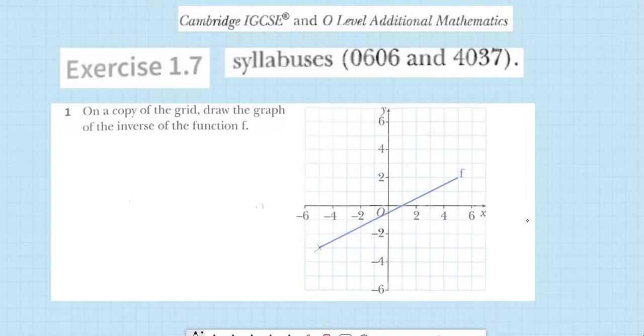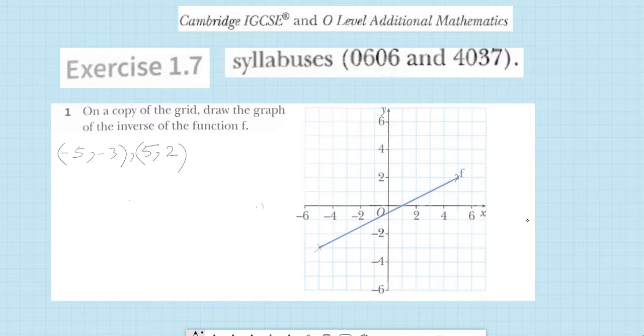So I am taking this point, minus 5. Sorry, this is minus 5, comma minus 3. We need one more point. I am taking this point. On this cross, the value of x is 5 and the value of y is 2. So 5 and 2.